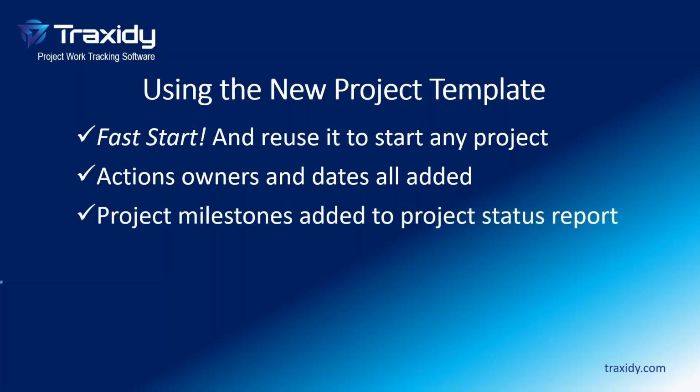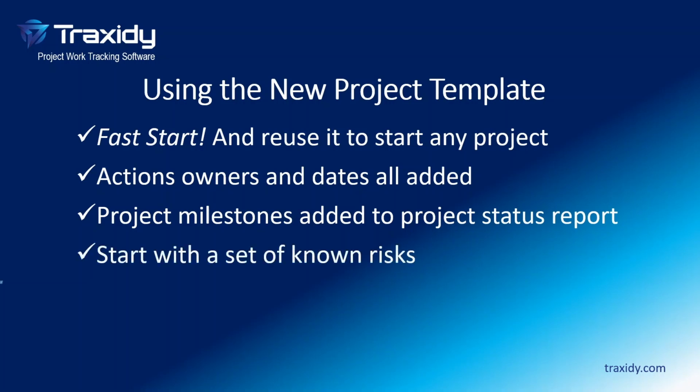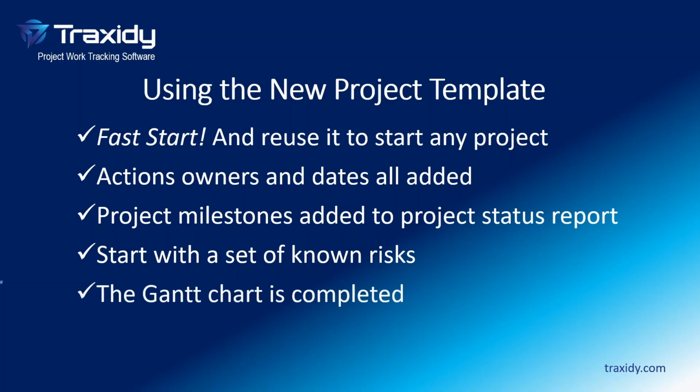The milestones are automatically included in the project status report. You can use a standard set of risks that you've recognized over past experience and include new risks that are specific to each project. Your actions are all together in the simple Gantt chart for presentations or reporting, and your contact list is ready to go automatically.